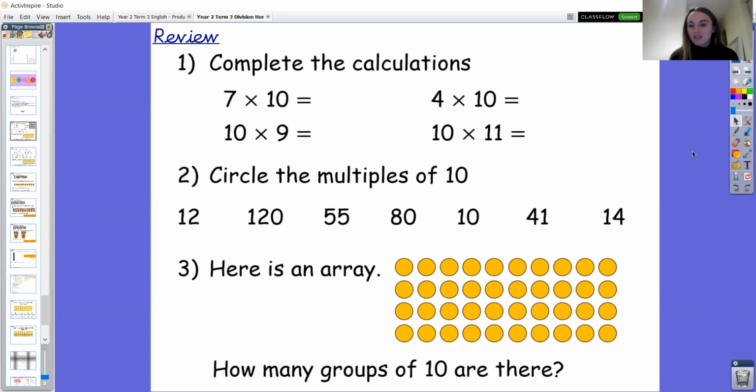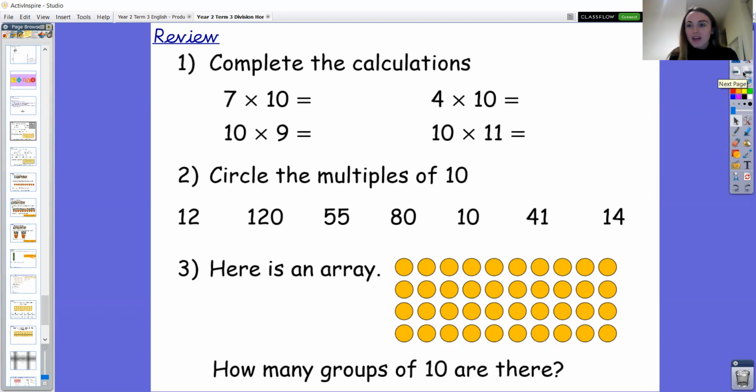So it'd be great if you can pause the video here. Don't worry about recording your thinking. It would just be great to hear you talking about it, either in the classroom or at home. Well done, Year 2. Super start to maths today. Okay, let's review our learning together.